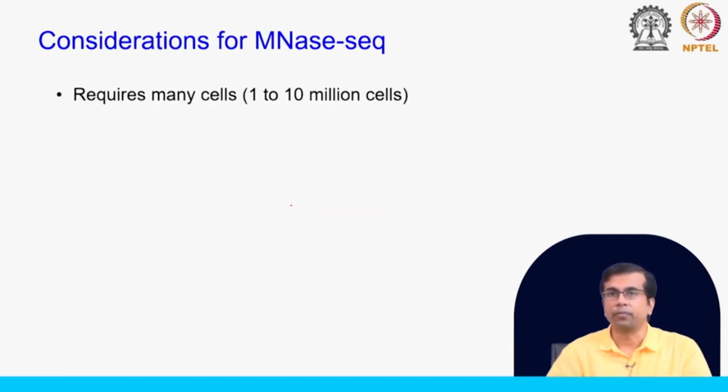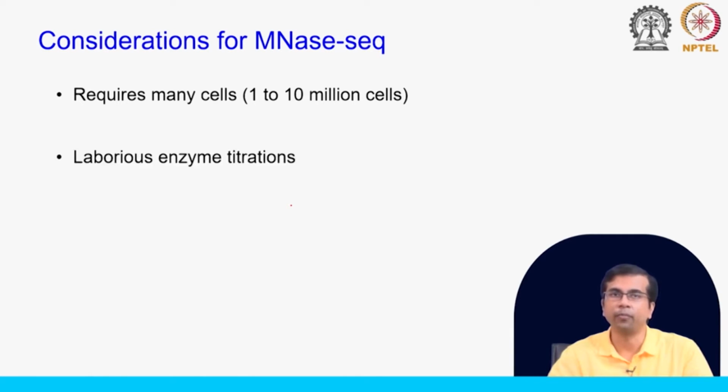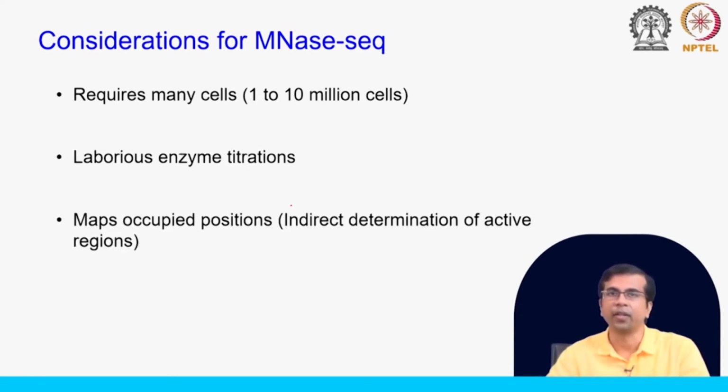Okay. So, some considerations for MNase-seq are that it requires many cells. We need about 1 to 10 million cells, that is quite a high number. You need to titrate this process very carefully, how much enzyme you will add, how long you will incubate. All these things are very tedious, because with wrong enzyme concentrations or if you do really long MNase digestions, some nucleosomes, it has been shown, are also sensitive to MNase digestion. So, even these nucleosome bound regions will be digested by MNase. Okay. So, there are some MNase sensitive nucleosomes. So, you have to titrate this very carefully.